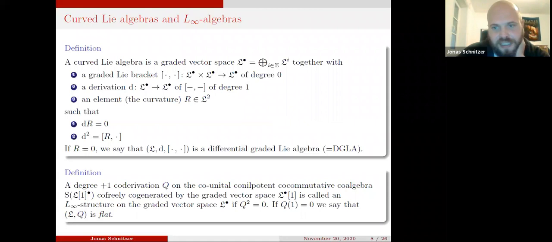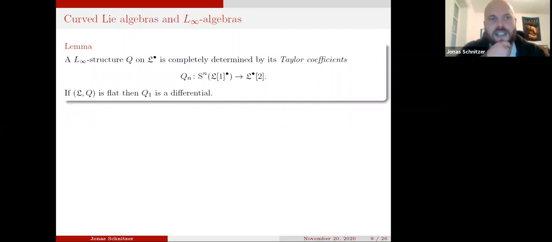And an L-infinity structure on a graded vector space is a co-differential on the symmetric algebra which squares to zero. Then for basically the same reason we will see in a second, if the co-derivation vanishes on one, we say that it's flat, okay? In the literature, you've probably seen they distinguish between L-infinity algebras and curved L-infinity algebras. I do the opposite because it's shorter for me. I take L-infinity algebras and flat L-infinity algebras. Okay, then there are some lemmas which you should just note for short.